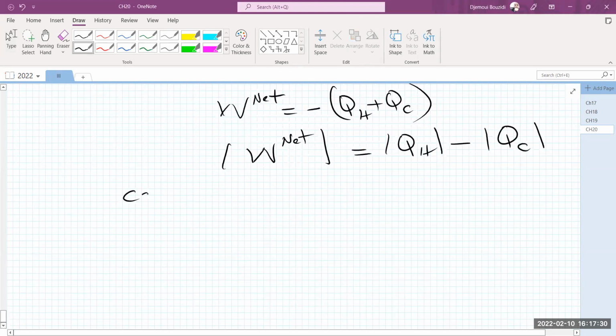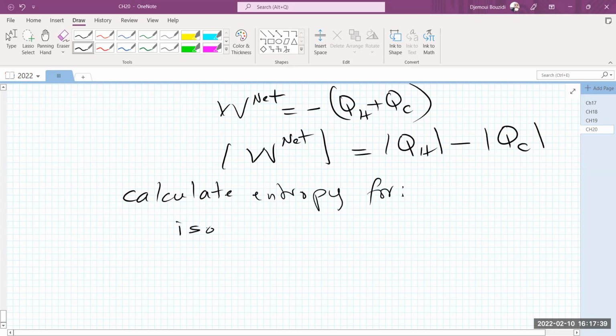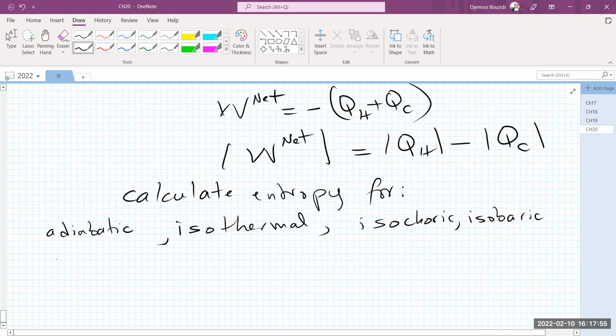But before we do that, let's calculate entropy for, you guessed it, isothermal. We did that already. For the isochoric, we're going to do that. For the isobaric. And one thing which is very easy, the adiabatic: this is 0. Why? Because it's 0 over T anyway. There is no heat during the adiabatic process. So delta S is equal to 0 here.